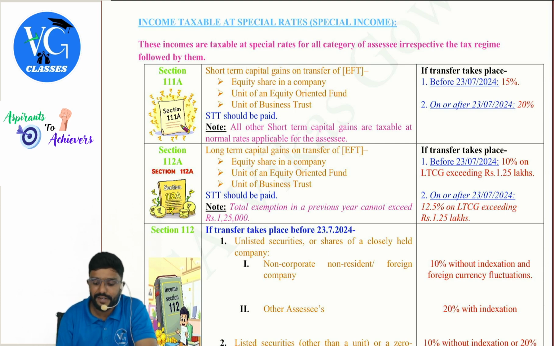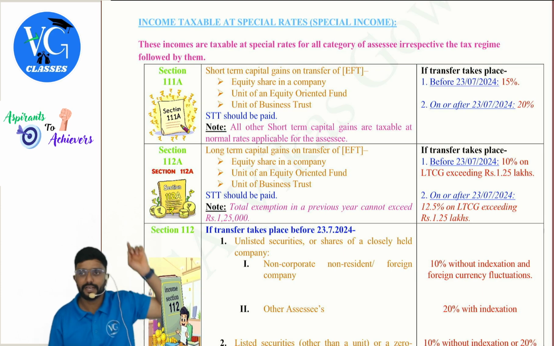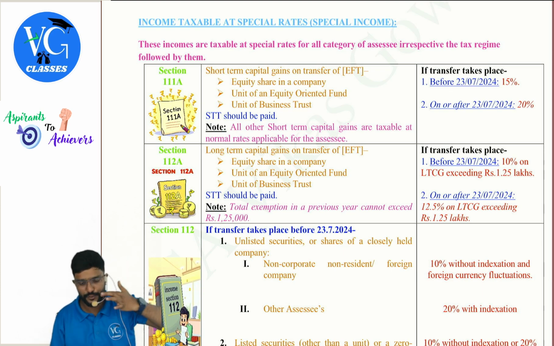First, section 111A, 112A, and 112 are part of the capital gains head. I am covering it now. Again, I will cover it even in the capital gains head later, guys.